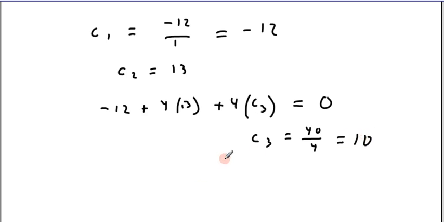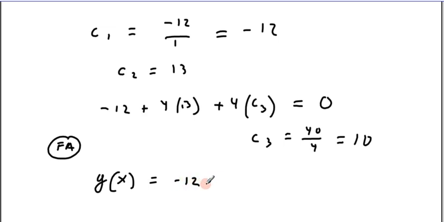Okay, very good. So final answer, y of x is minus 12 e to the x plus 13 e to the 2x plus 10 x e to the 2x.